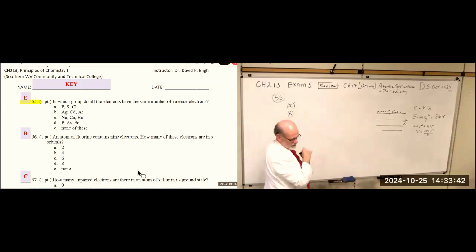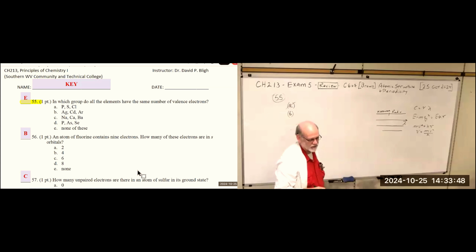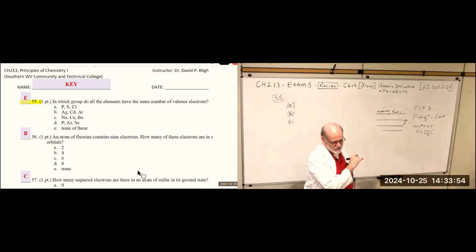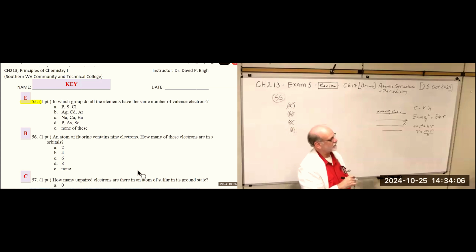How about B? Silver, cadmium, argon. Well, argon's a noble gas, so you know it's not going to match up. How about C? Sodium, calcium. Sodium's an alkali metal, calcium's an alkaline earth. Can't do it. All right, D. Phosphorus, arsenic, and selenium. Phosphorus and arsenic, good. But selenium is in the same period as arsenic, not the same group. So it's out too. That means none of them have the same number of valence electrons in all examples.